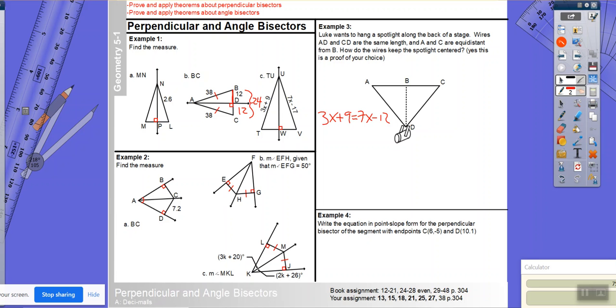6.5 is 19.5 plus 9 is 28.5, right? 28.5 is what I got. There you go, 28.5. All right, so using the angle bisector theorem, for example 2, what is the measure of line segment BC? 7.2. So if this whole angle right here is 50 degrees, what is EFH? What is that measurement? 25, because it's half, right?